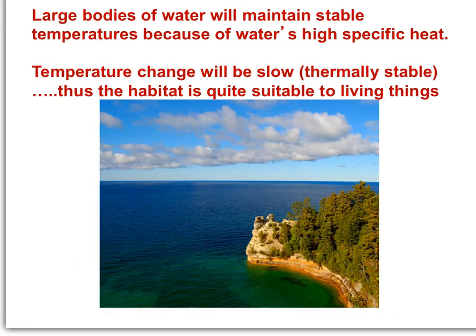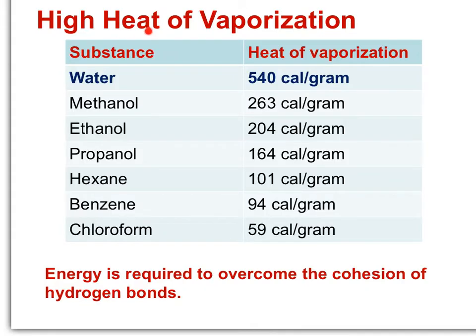Large bodies of water are thermally stable because of water's high specific heat. In large bodies of water, temperature change will be slow, and thus the habitat is quite suitable to living things. Heat of vaporization is defined as the energy required to evaporate 1 gram of a substance.